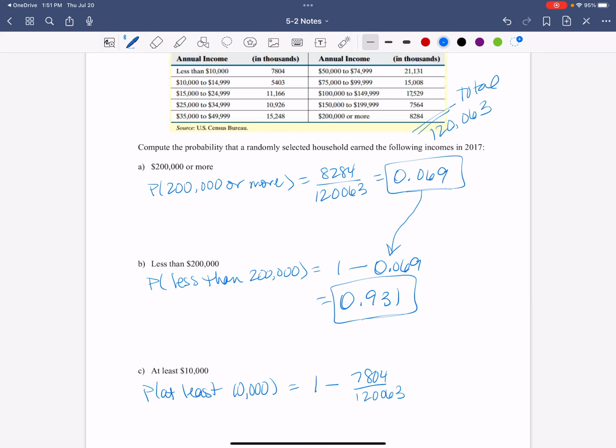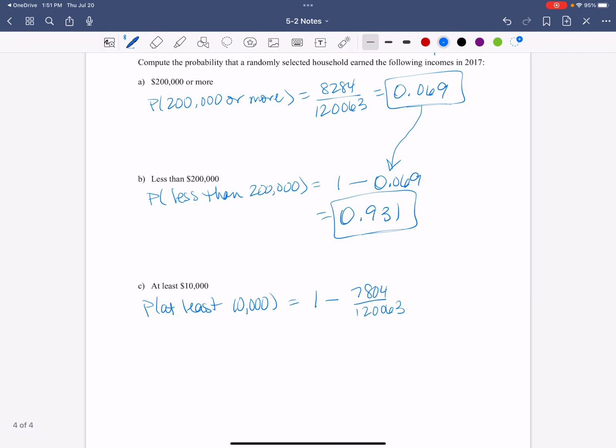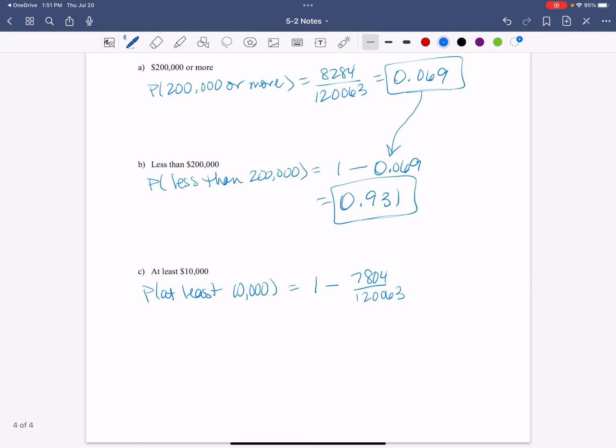120,063. So plug that into your handy dandy calculator. If you plug that into your handy dandy calculator, what do you get? 3 decimal places again. I have 0.935. Did I plug that in right? Good. Good. Nice.